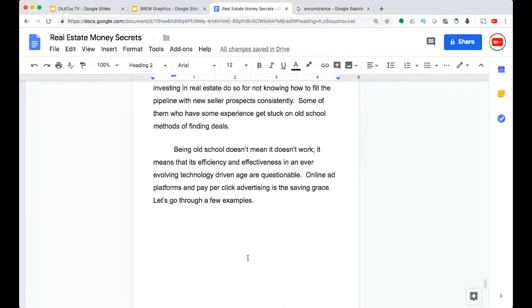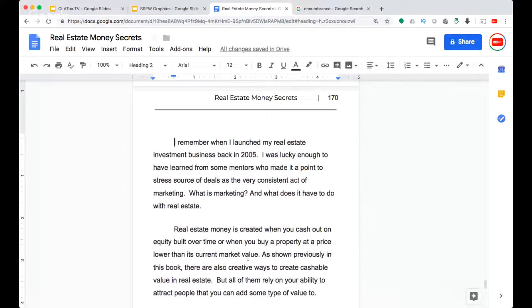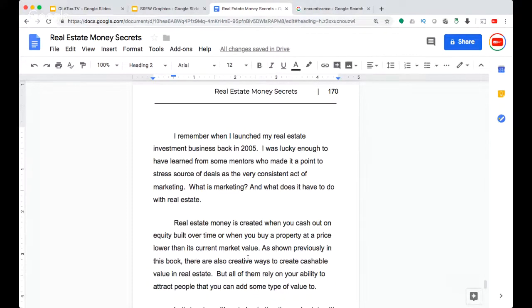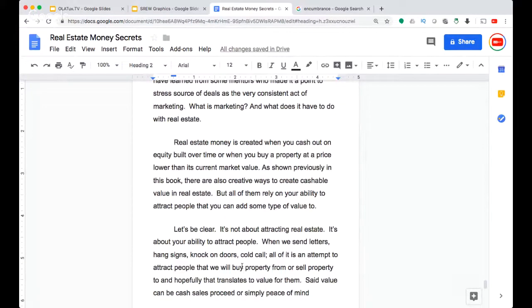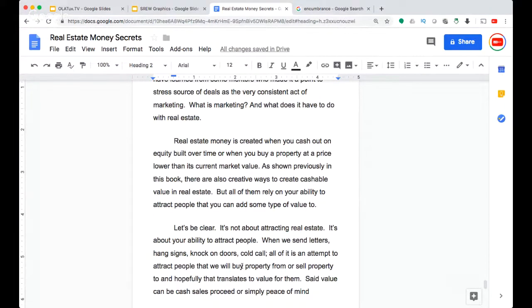Let's go through a few examples. I remember when I launched my real estate investment business back in 2005. I was lucky enough to have learned from some mentors who made it a point to stress source of deals as the very consistent act of marketing. What is marketing? And what does it have to do with real estate? Real estate money is created when you cash out on equity built over time or when you buy a property at a price lower than its current market value.